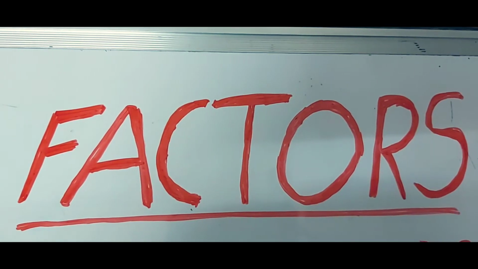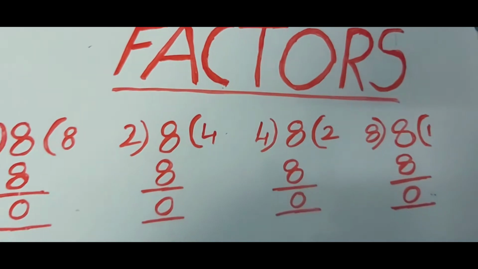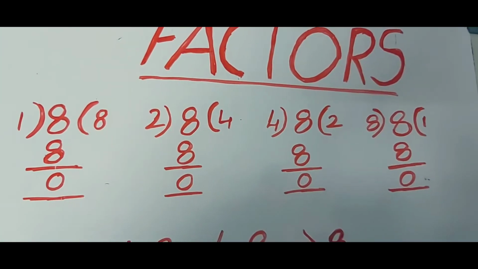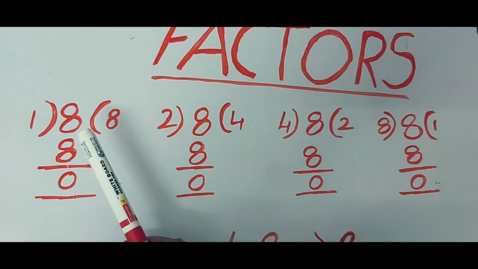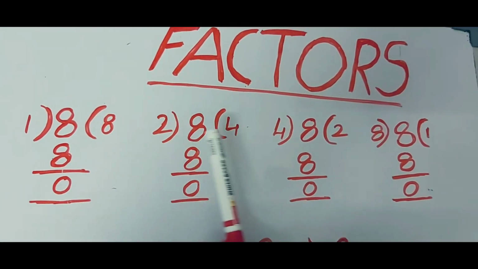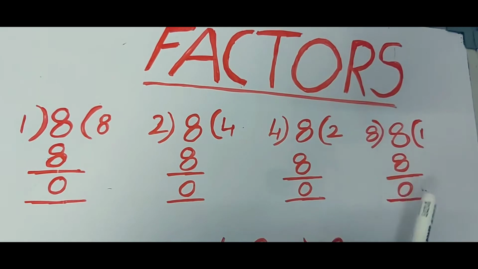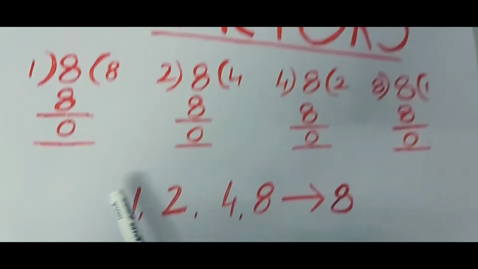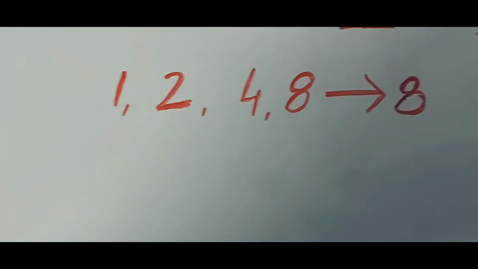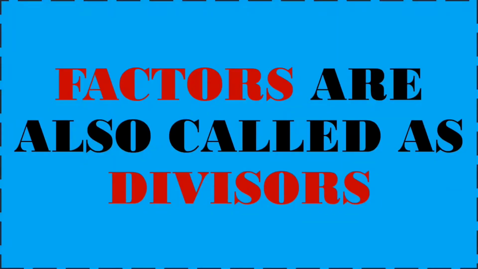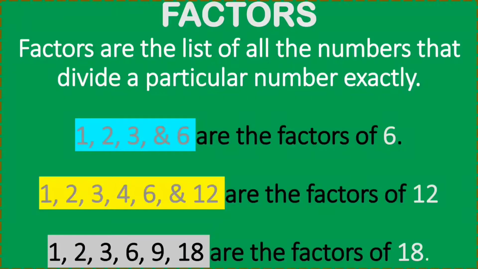Factors. Factors of a number are those numbers which divide it perfectly. Here 8 is divisible by 1, 2, 4, 8 exactly. So the factors of 8 are 1, 2, 4, 8. Factors are also called as divisors. Here you can see the factors of 6, 12 and 18.